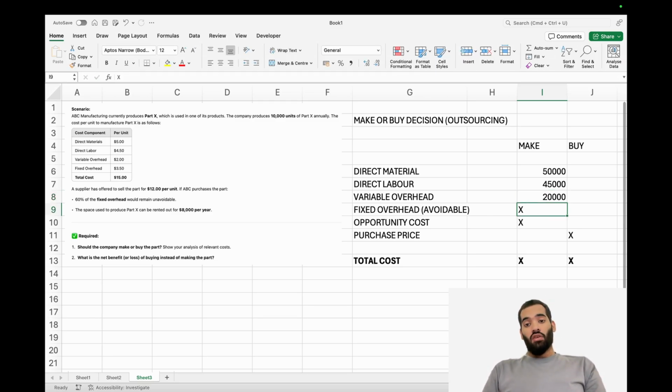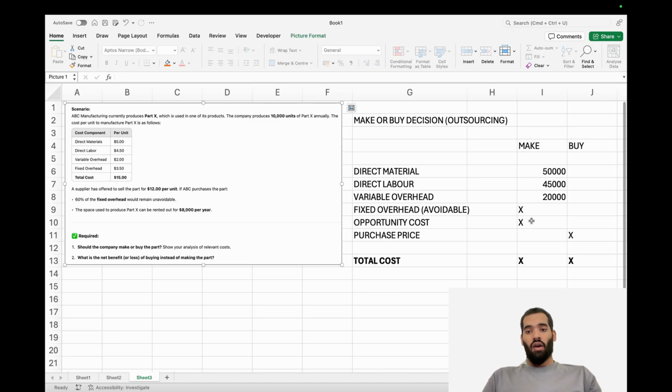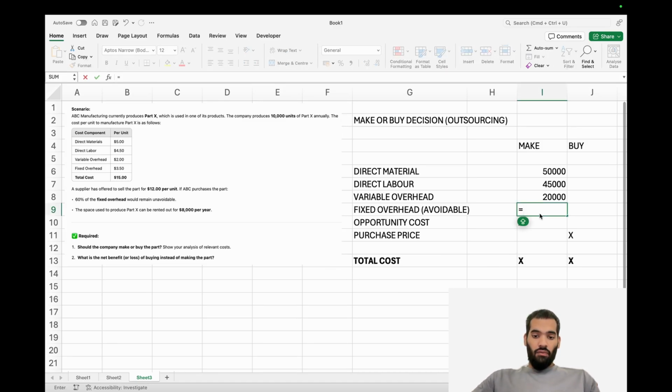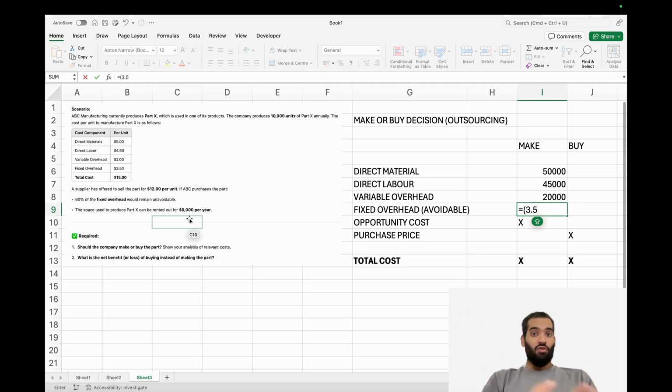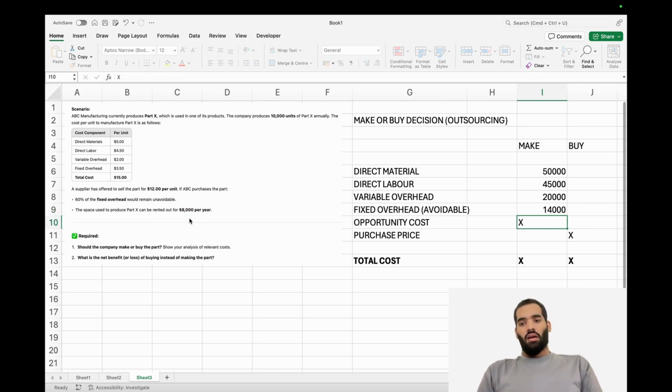And similar with the fixed overhead, but again, we know only 40% is avoidable, since the question is saying 60% is unavoidable. So I will grab the 40% of the per unit number, which is 3.5. Just to let you know, per unit is not actually per unit, because fixed costs are not dependent on the units. The company has actually divided the total fixed cost by the number of units. That's how they know the per unit. We don't actually spend fixed cost per unit. So first let's convert the per unit into 40% and then multiply it by the number of units.